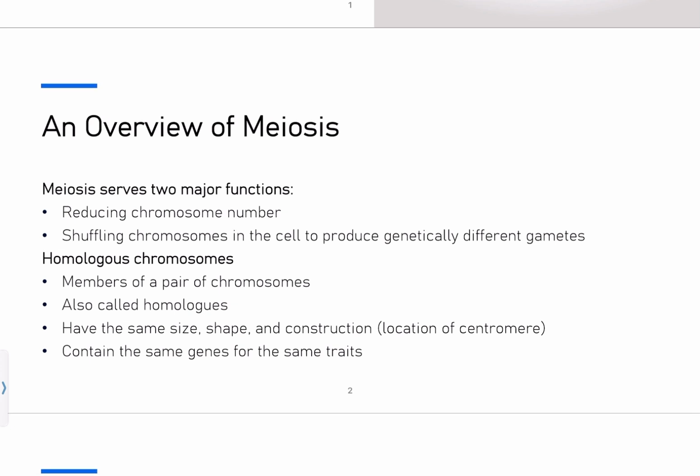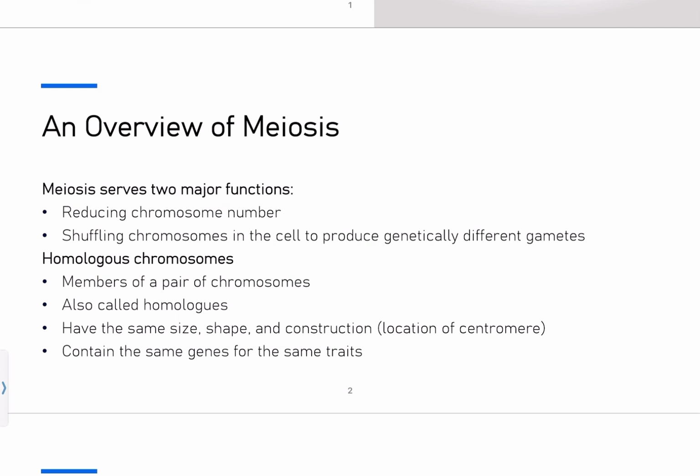It has two main goals. So the first is to reduce the chromosome number from diploid to haploid. So diploid means that you have two copies of each chromosome, and haploid means that you have one copy of each chromosome. The second goal is going to be to shuffle the genetic deck so that the resulting gametes, which are your eggs and sperm, are genetically unique. So that's what makes siblings different from each other, even though they share the same parents.